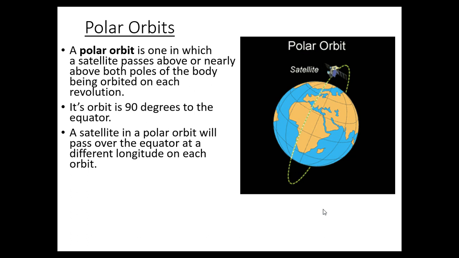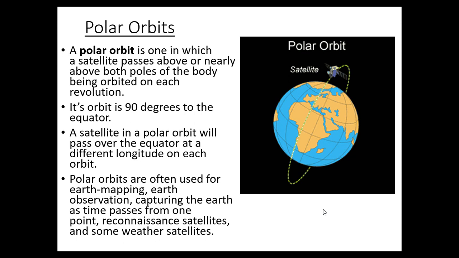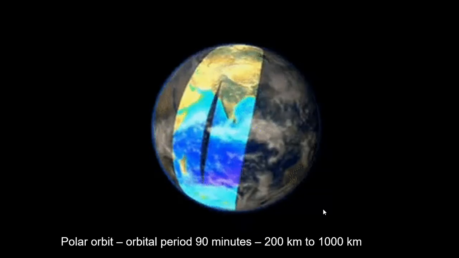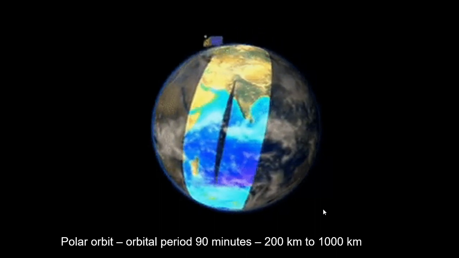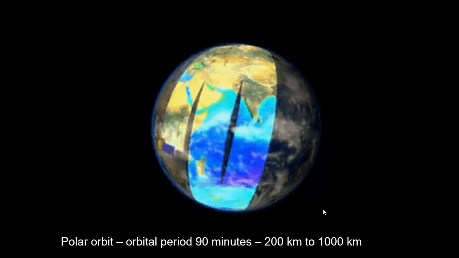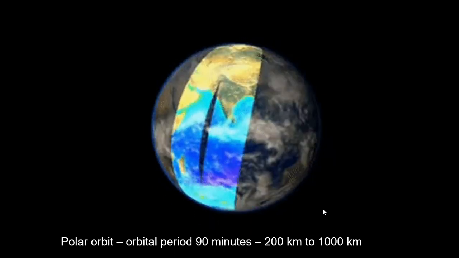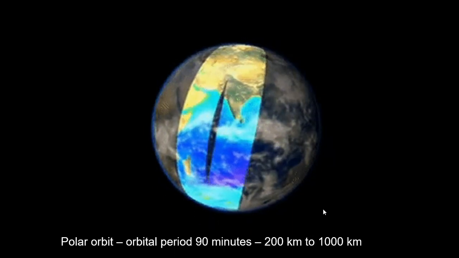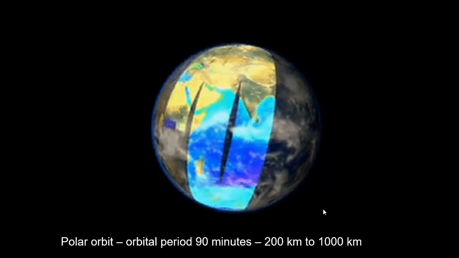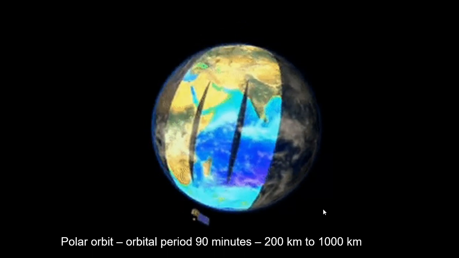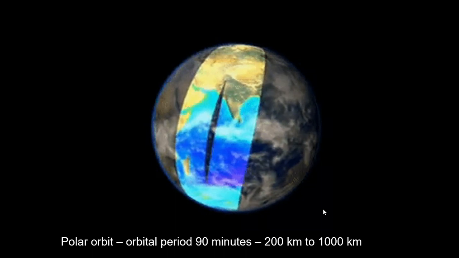So that makes a polar orbit very useful for spying, which is called reconnaissance. A polar orbit moves much faster than a geostationary orbit. It only takes 90 minutes. That's the minimum, roughly the orbital period of a polar orbit. And as you can see from the animation, every time it goes round one orbit, it sweeps over a different part of the Earth.